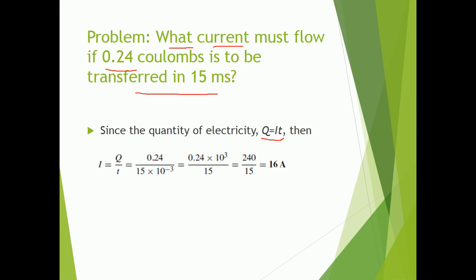The value of Q is 0.24 coulombs. The value of time is 15 milliseconds. That means milli means 10 raised to the power of minus 3. So it comes out to be 16 amperes.